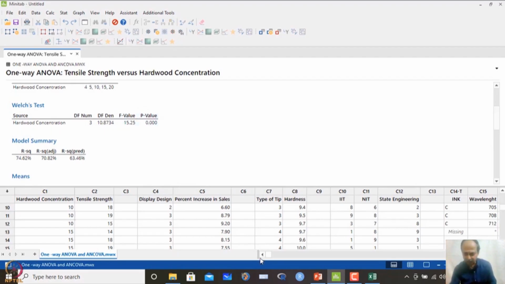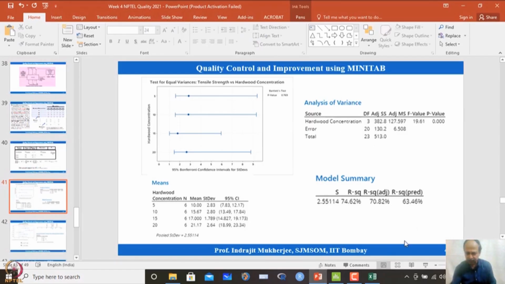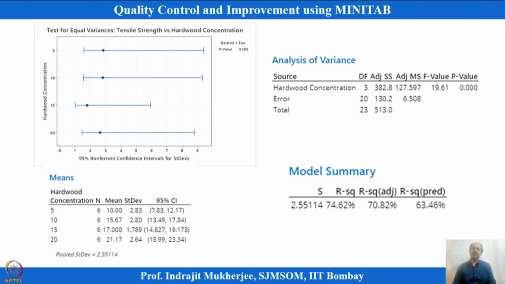Okay. Now, let us go back to another important concept. What you are seeing over here is basically the analysis of variance. This is the analysis of variance table, the same one we have derived using MINITAB, and this is the variance test, the Bartlett test, that I have shown over here, and this is the confidence interval, 95% confidence interval. In the model summary, R square values, we try to see how much of the total variability is explained by the hardwood concentration variation. When I change the labels, how much variability is explained.